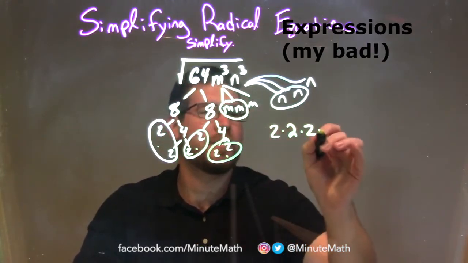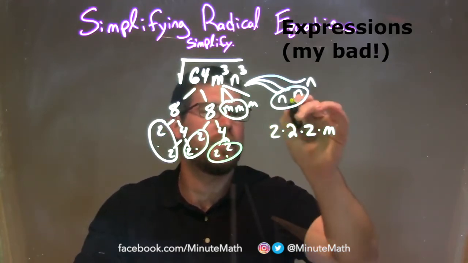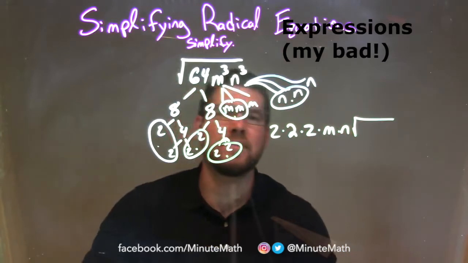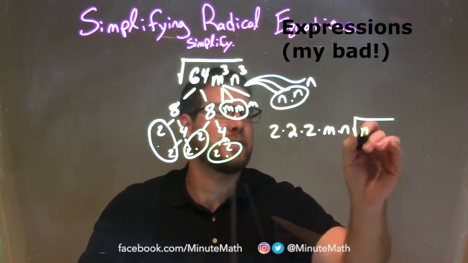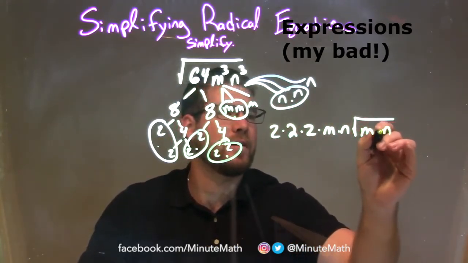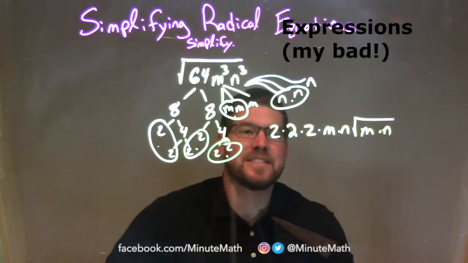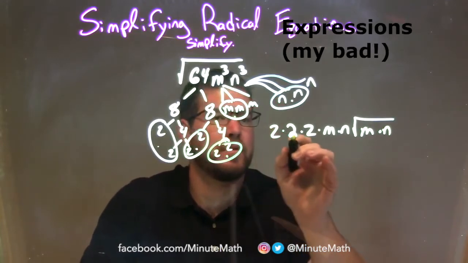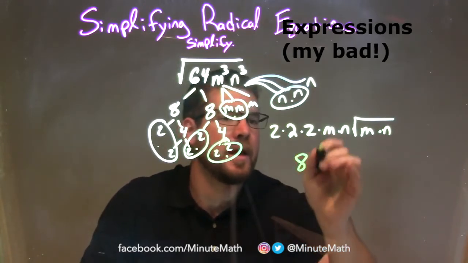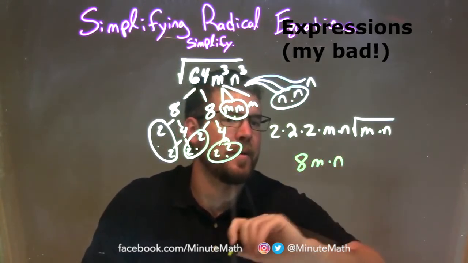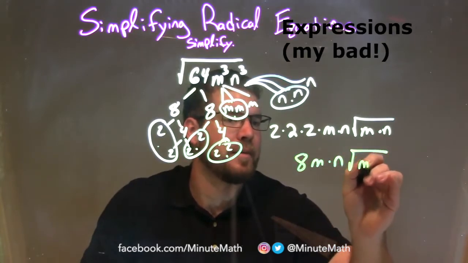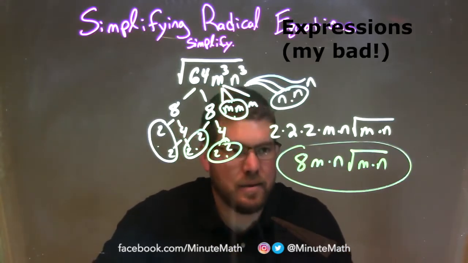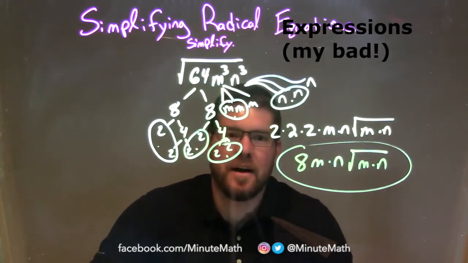Then we have a pair of m's represented here, and 1 pair of n's, or n, there. The singles are left inside the square root. We have 1 m, which is a single, and 1 n, which is a single. Okay? So now let's simplify this. 2 times 2 times 2, 2 times 2 is 4, times 2 is 8. So we have 8 m times n, right, times the square root of m times n. And there we have it. Our final answer here is this 8m times n times the square root of m times n.